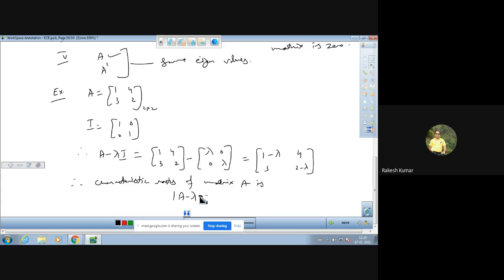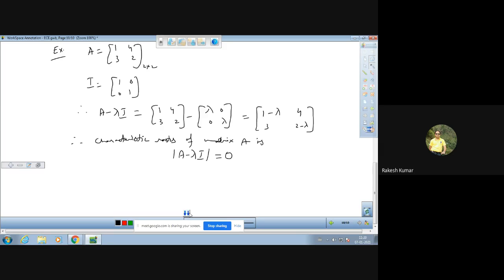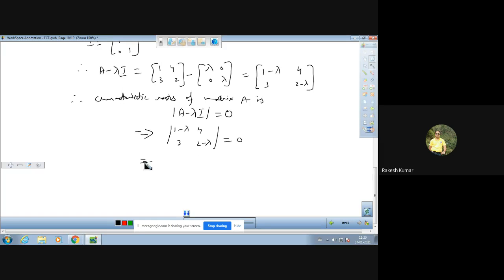how will it come? A minus lambda I determinant is equal to 0. By taking this determinant equal to 0, its determinant can be taken: 1 minus lambda, 4, 3, 2 minus lambda, determinant is equal to 0. Now you can expand this determinant and it can be (1 minus lambda)(2 minus lambda) minus 12 is equal to 0. Open this equation.